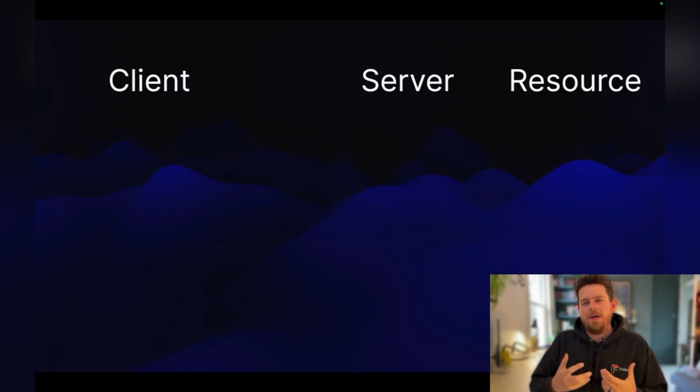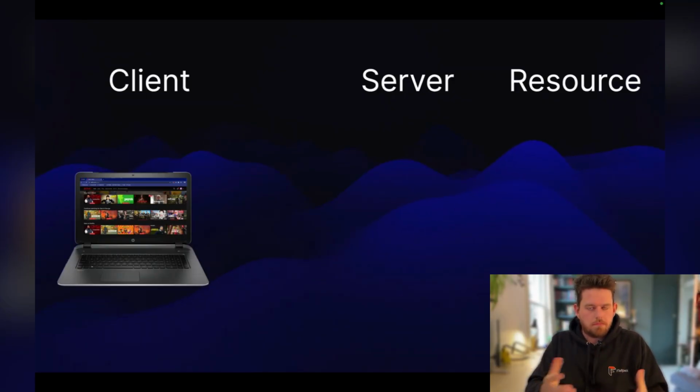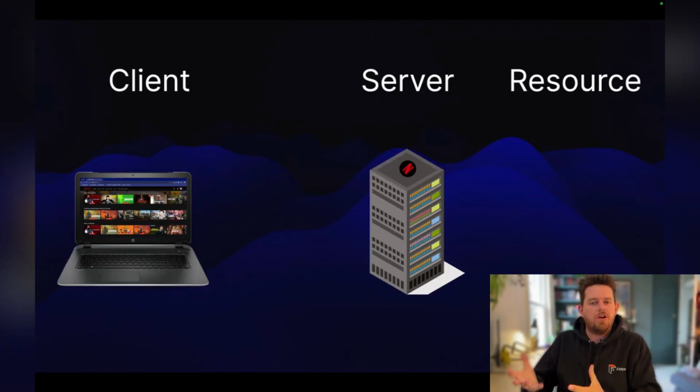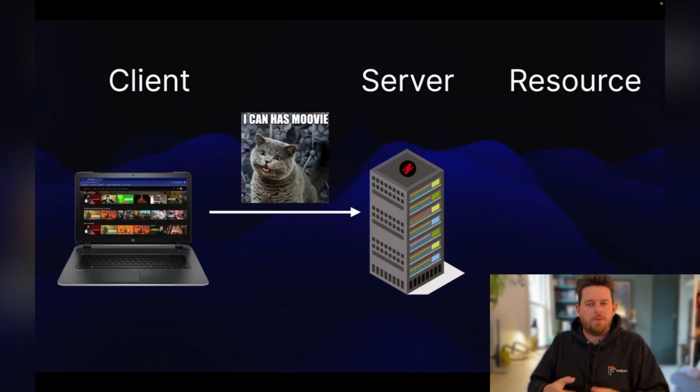So a REST API or a RESTful API has three major components. First of all, we have the client. And we all know what the client is. It's our browser or our phone or our app. It could be the Netflix app on our computer, for example. We also then have the server, which is going to serve up all of our movies, images, whatever that is. So our clients will make a request to a server. So in this instance, it wants to get a movie. It wants to get a film from Netflix.